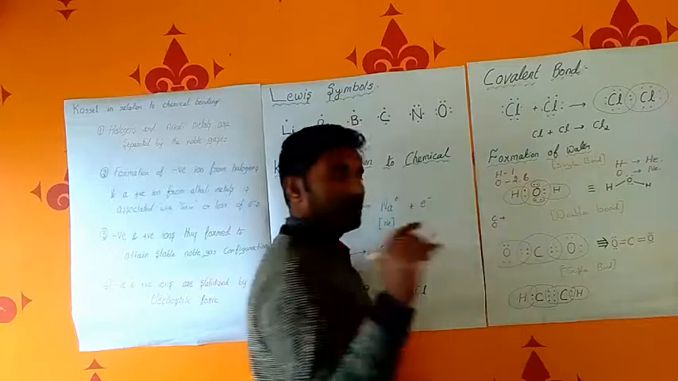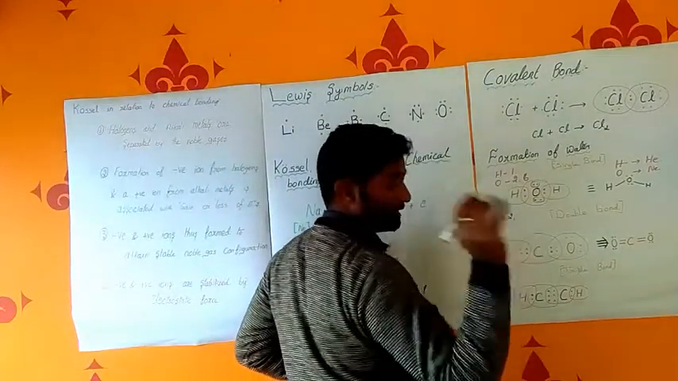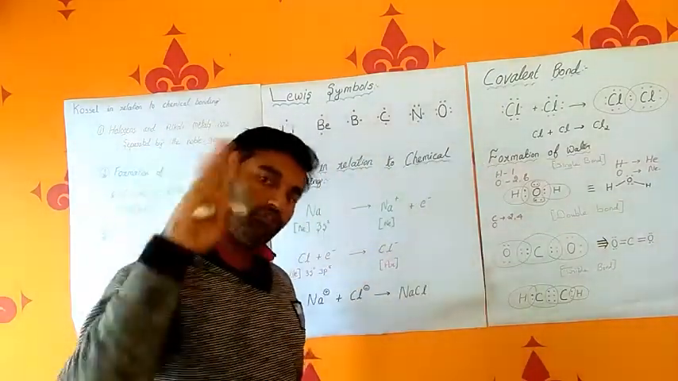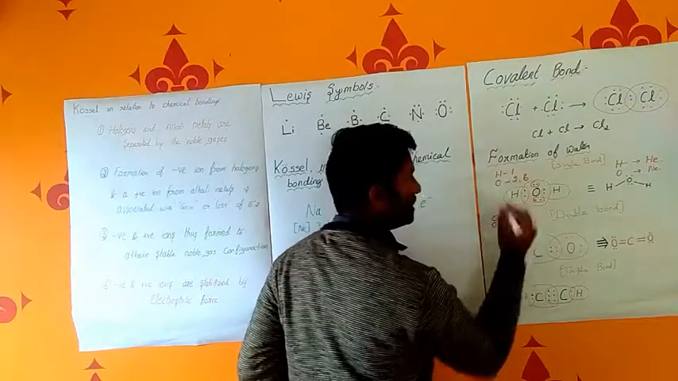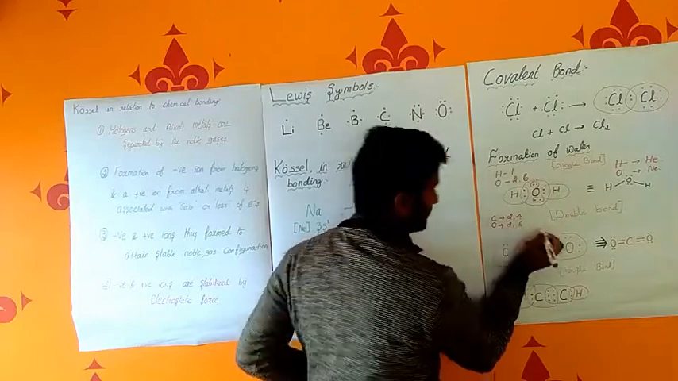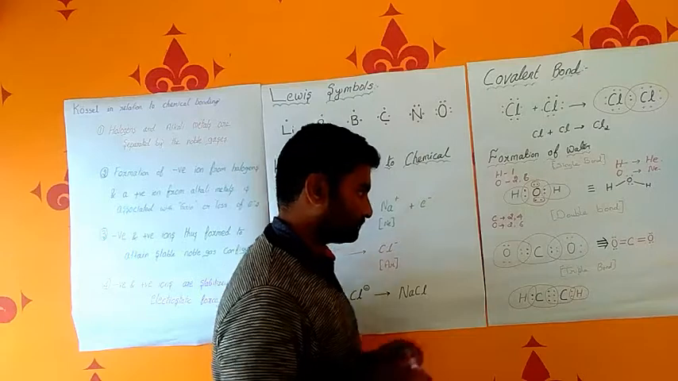Okay, so the atomic number of carbon is 6. So in the first orbital 2 electrons, second orbital 4 electrons. It needs 4 more electrons to attain the octet state. As well as oxygen, the atomic number of oxygen is 8. So 2, 6. It needs 2 more electrons to attain the octet state.